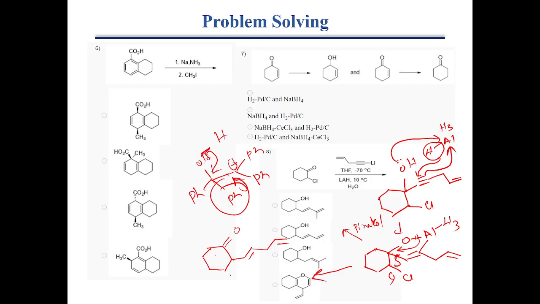Now the system has lithium aluminum hydride, LAH. So this ketone is further reduced to alcohol. So all the options are wrong here. So this is an error. So the correct answer will be this one. I think this is clear.